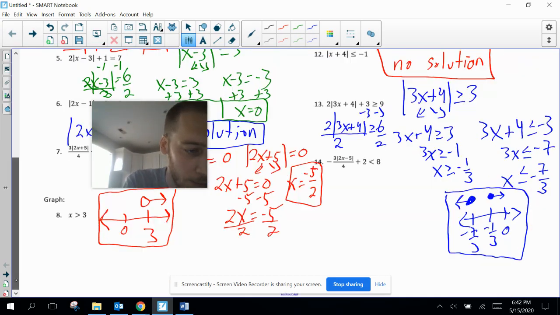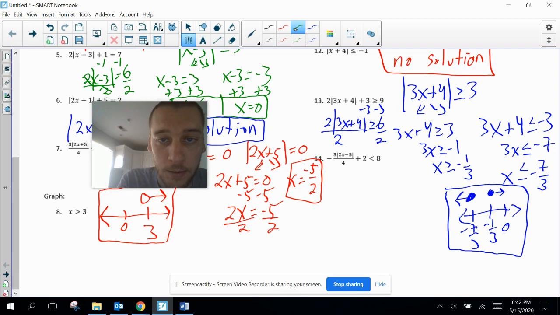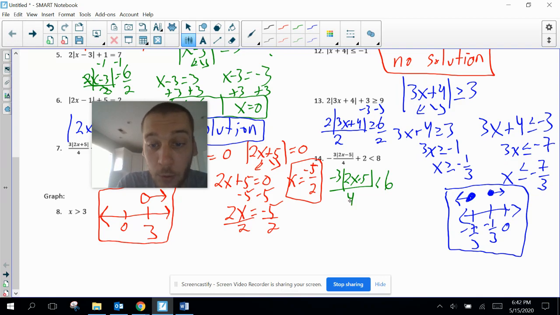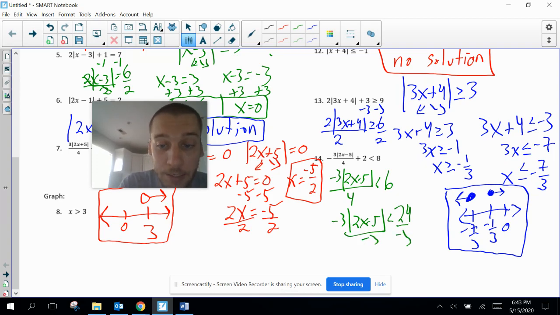And the last problem, trying to make sure you totally understand what's going on. So it's a little bit complicated, but that's fine. Got to subtract 2 on both sides, then times 4, then divide by 3. So I subtract 2 on both sides. Then I'm going to do times 4 on both sides. That's going to make this a 24. And then divide both sides by negative 3. So what's going to happen when we divide by a negative? The inequality is going to flip.